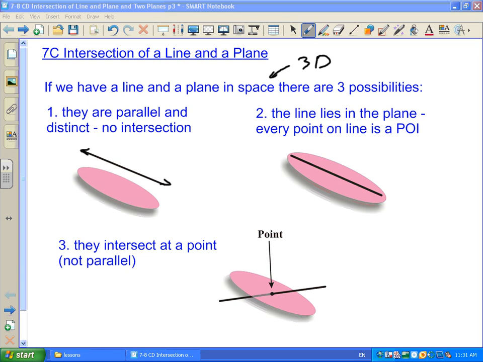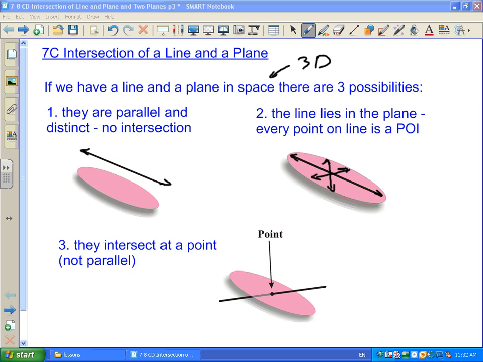Or we can have the situation where the line actually lies inside of the plane, in which case this corresponds to the situation when we were working with 2 lines, where our 2 lines were coincident. So if the line lies in the plane, every point on the line is a point of intersection between the line and the plane. We've drawn one here that goes like this. Of course, we could have a line that goes like this, or a line that goes like this, or whatever. As long as those lines are contained within the plane, there's going to be an infinite number of points of intersection.